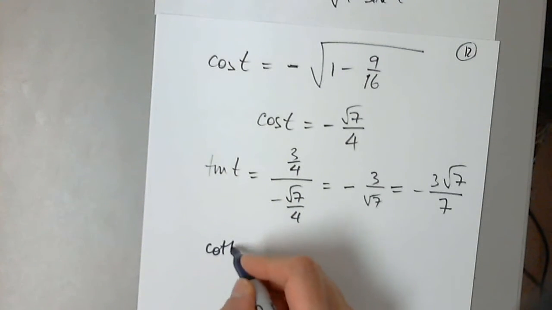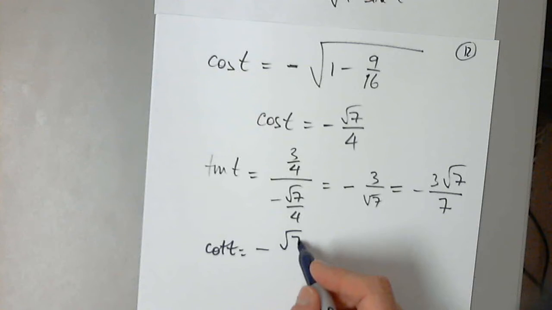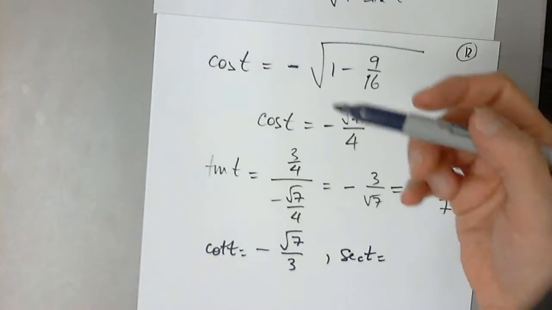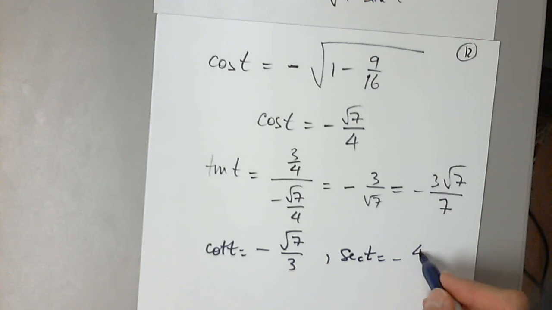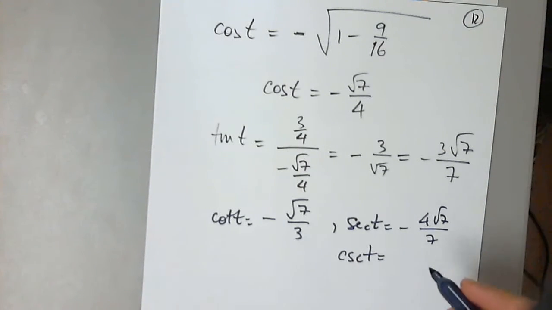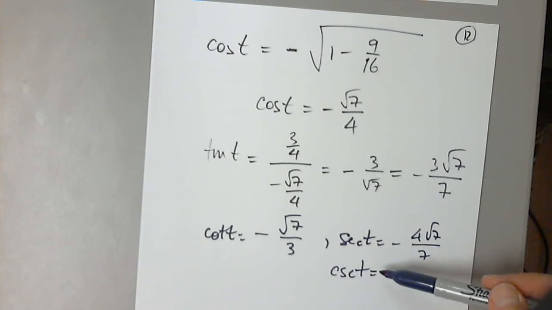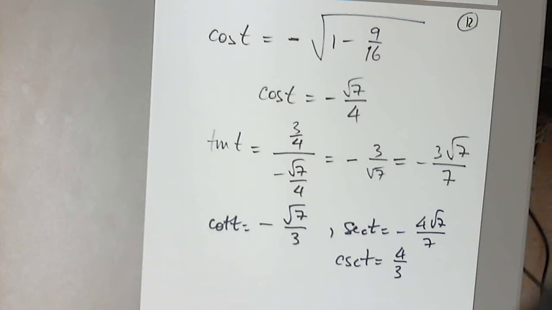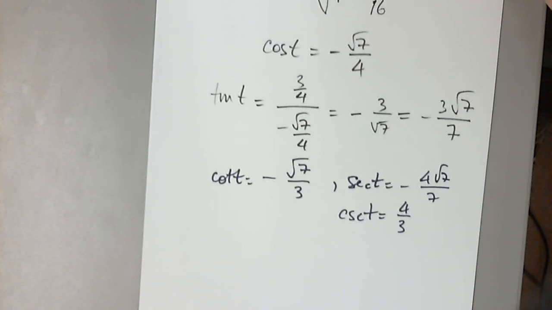Of course, cotangent t is this one reversed, negative the square root of 7 over 3. And secant t is this one reversed, negative 4 square root of 7 over 7. And cosecant t is already given to us because I have a sine, which is 3/4, so this is 4/3. So when we have sine and cosine, all the others have no secret whatsoever. And yes, let's look at the other method.